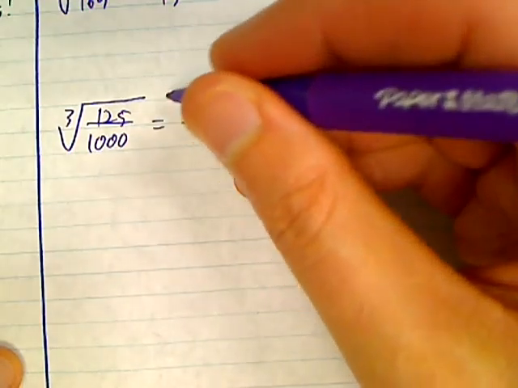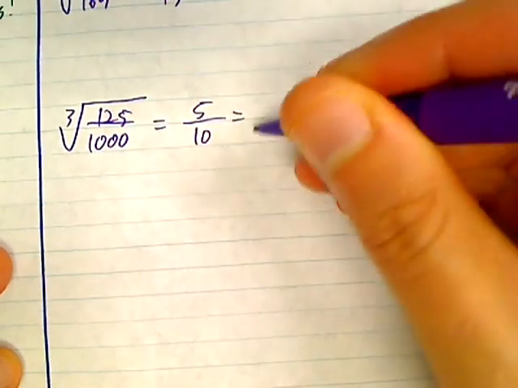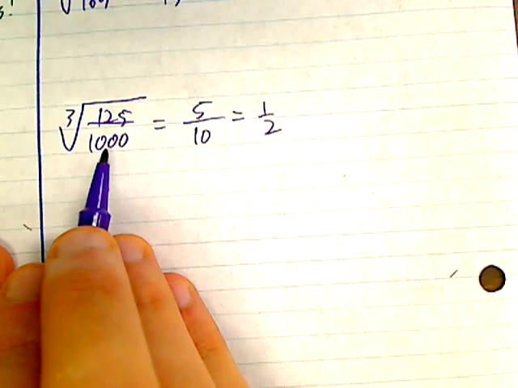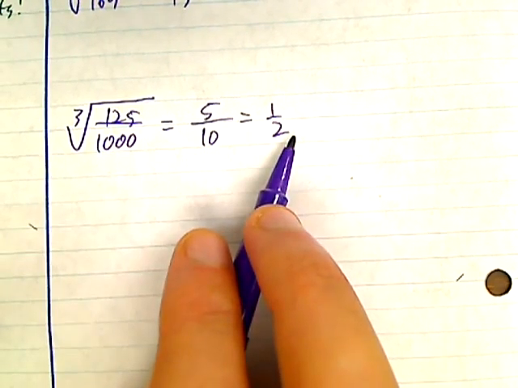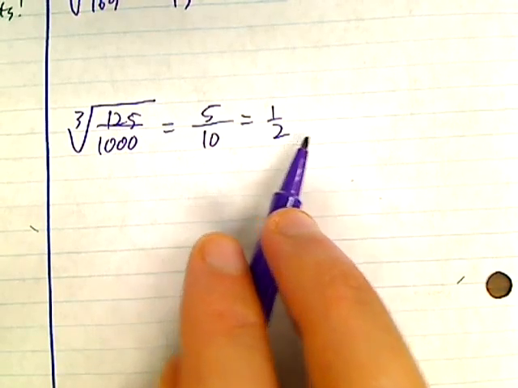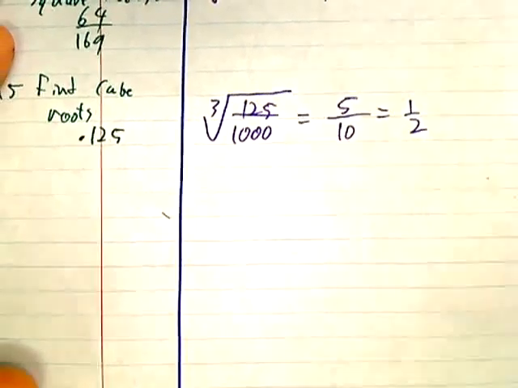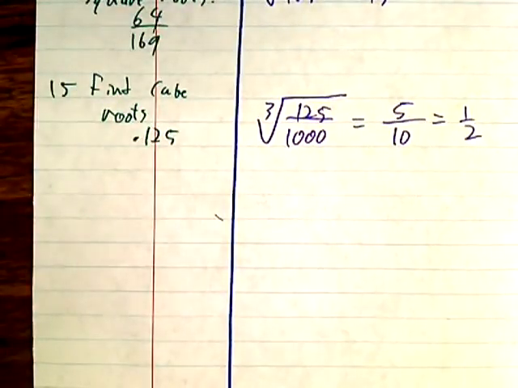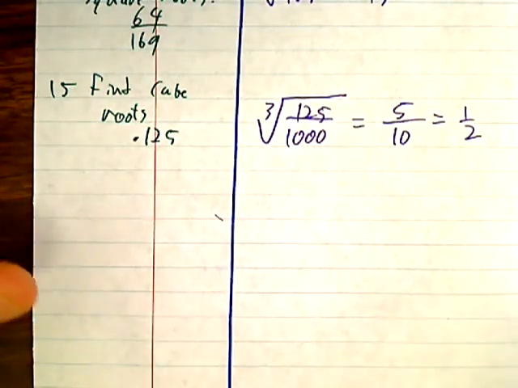So 5 over 10? Oh, that's just a half. Okay, so maybe I could have simplified this at first, but it was a little bit easier just to simplify it here. 5/10 is 1/2. So the cube root of 0.125 is just a half. I want to try one more with you. Let's try number 26.